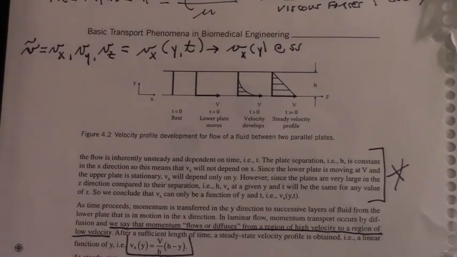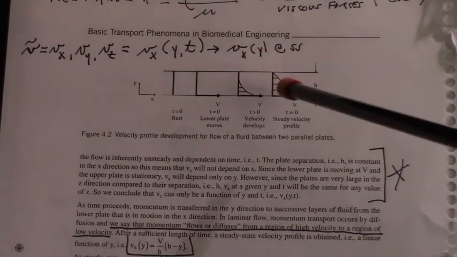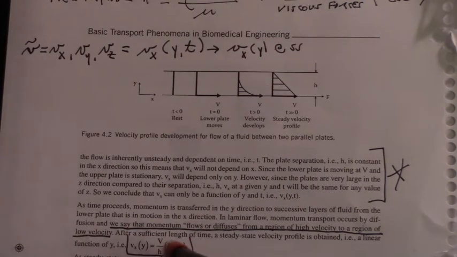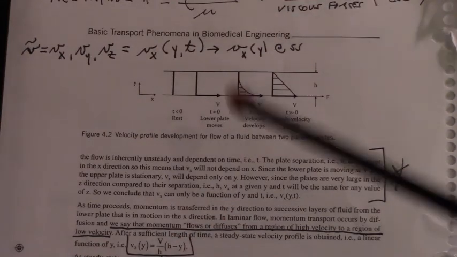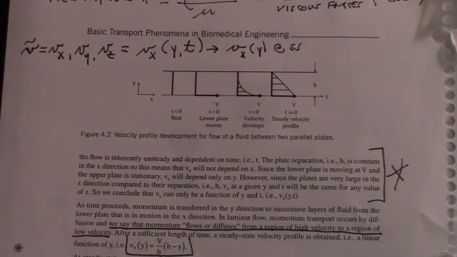The only variable it can depend on is y, and through some simple algebra we can write that Vx of y, the x velocity and how it depends on y, is simply given by this equation here: the average velocity V divided by h times (h minus y). You can just get that by inspection. And then it's always good to check an equation like that to make sure that the equation makes sense.